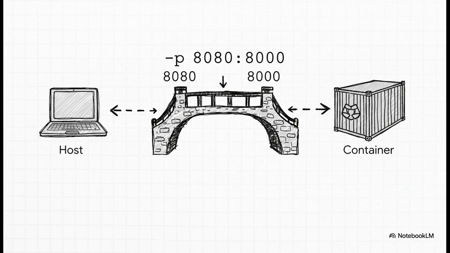So when you type -p 8080:8000, what you're really saying is, hey, Docker, connect port 8080 on my computer, the host, directly to port 8000 inside the container. And just like that, the connection is open and you can finally access your app.